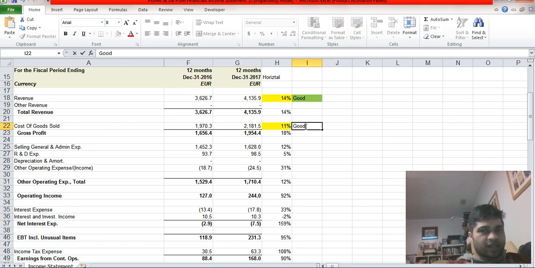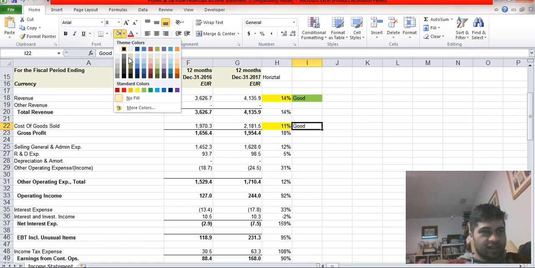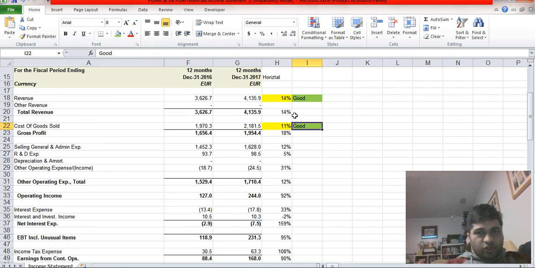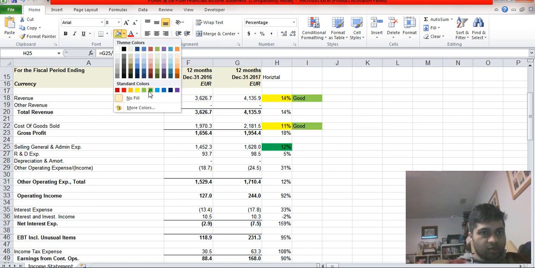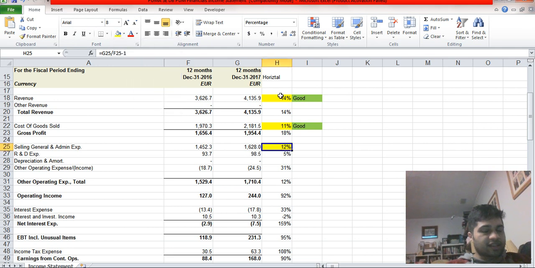So let us mark it as good, because COGS are increasing, but at a rate that is slower than sales. Sales are rising at a faster rate. SG&A is increasing at 12%. So your marketing and all those expenses are increasing at 12%, but your sales are rising by 14%. So again, it's a good sign.